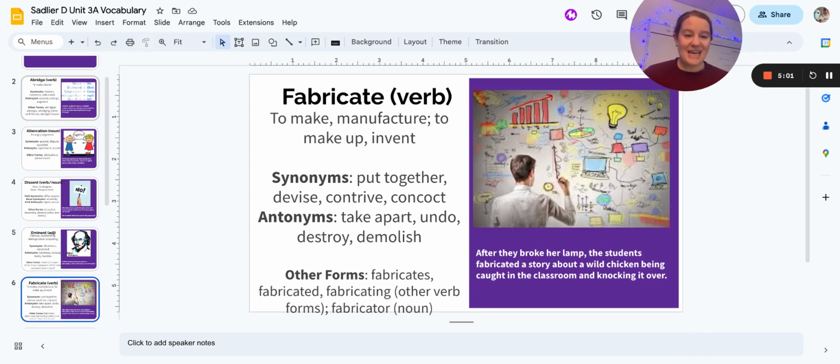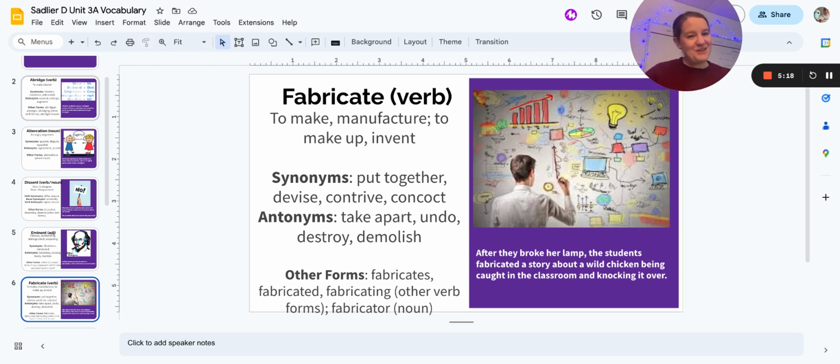Our next word is fabricate, which is a verb, and this can be used as a physical or a mental situation. It's to make, manufacture, to make up, or to invent. So you can fabricate an actual item, but you could also fabricate a story or a lie.